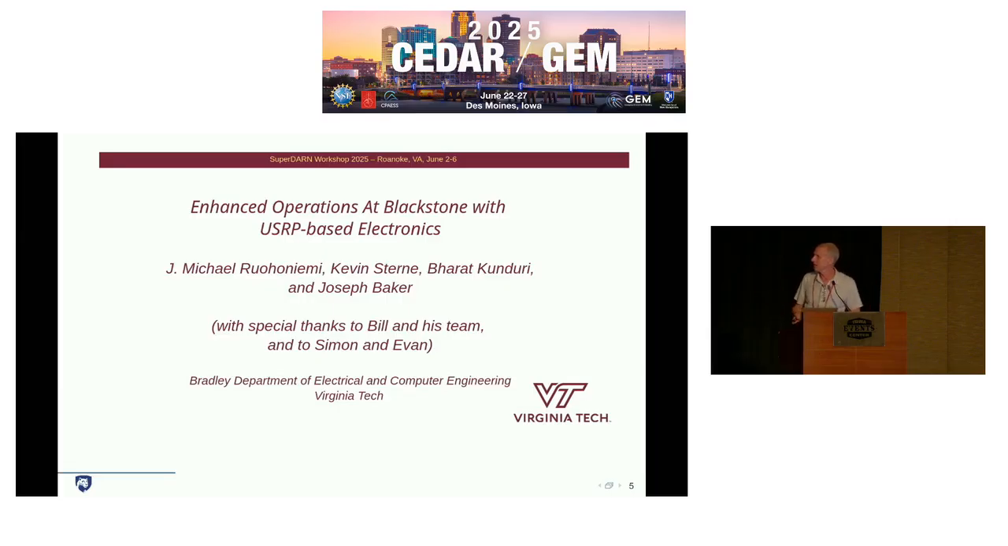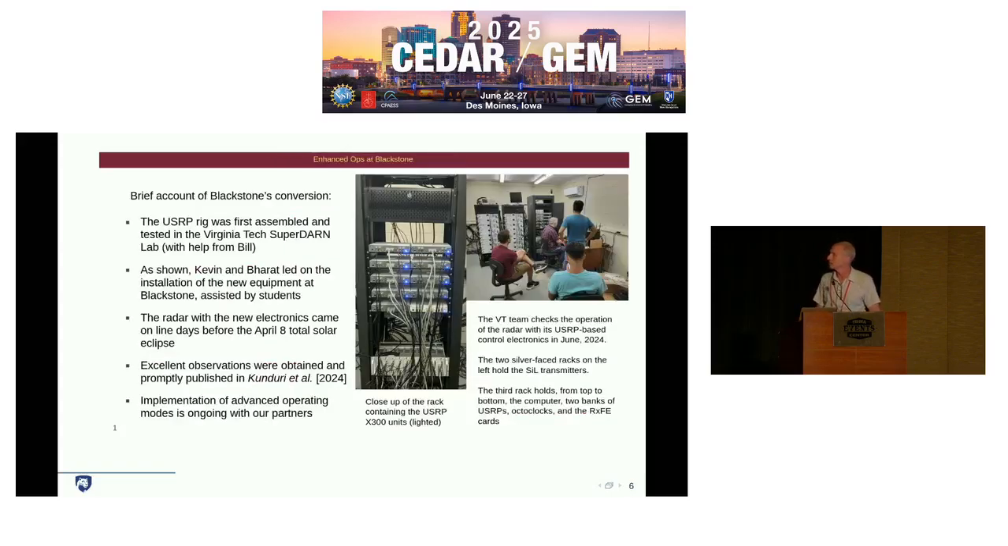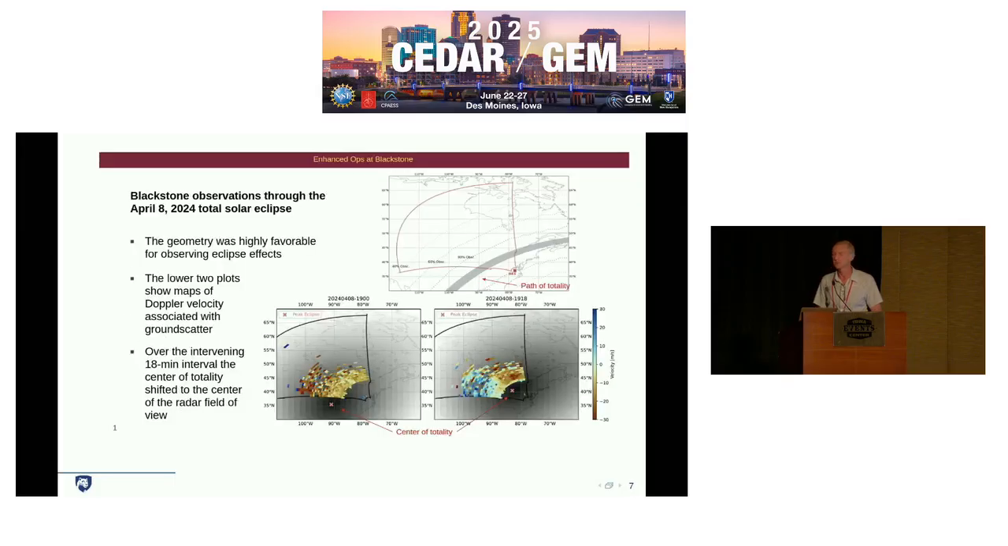Last year, I guess, before the eclipse, Mike was able to secure funding to upgrade the Blackstone radar so that it could get observations during the eclipse. They took our system and installed it at Blackstone. So this is the crew at VT during the installation of the hardware. So they have it in there. They are getting great observations. This is from the eclipse using the USRP multi-receiver synthesizer data. Mike can tell you more about that.